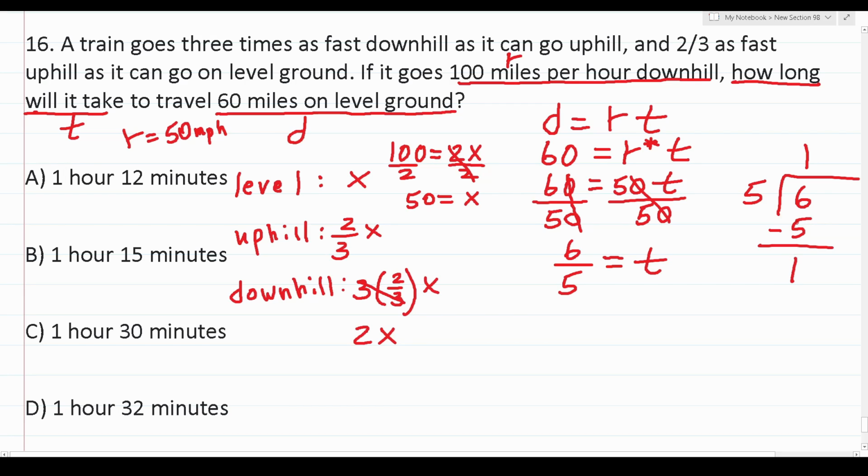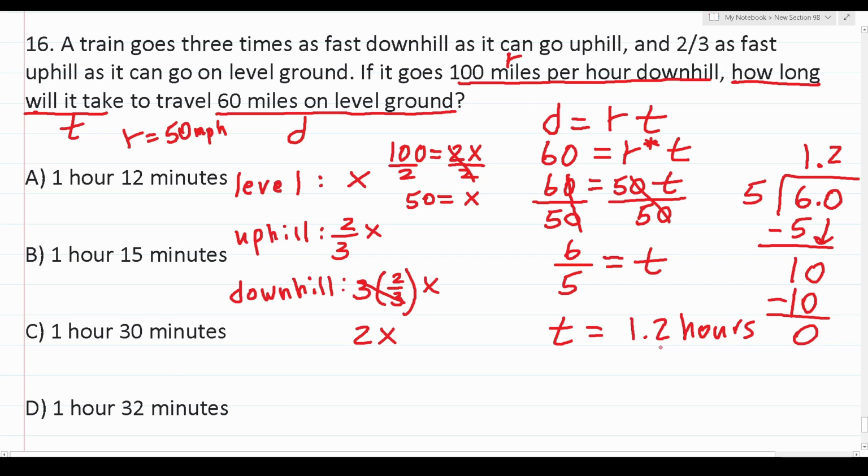So at this point, we actually have to add a decimal here and a 0 placeholder so we can keep doing this long division. When we add that decimal, we want to bring it up right in place, and then we want to drop down our 0. Now the question is, how many times does 5 go into 10 without going over? That's going to be 2 times, given that 5 times 2 is 10. 10 minus 10 is 0. So t in this case is 1.2 hours.